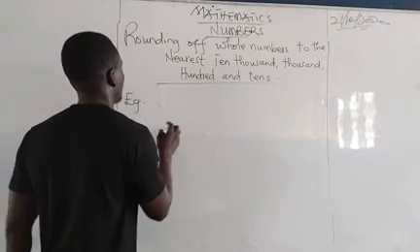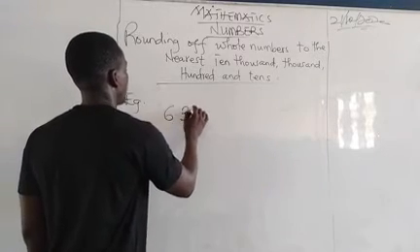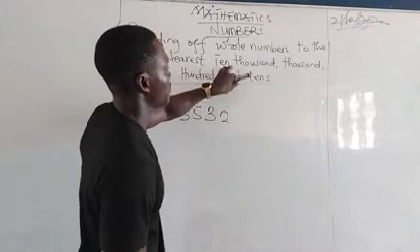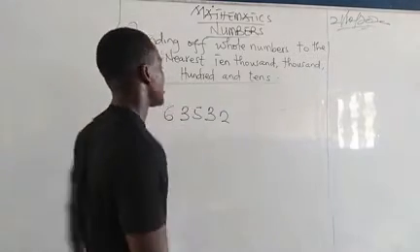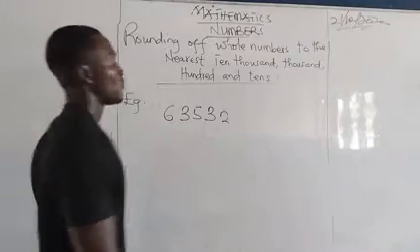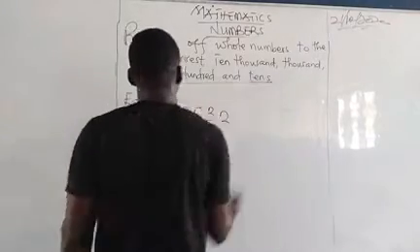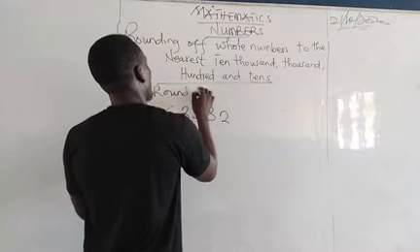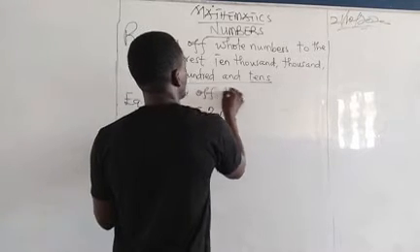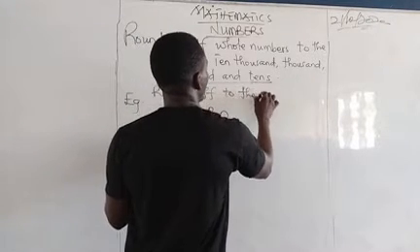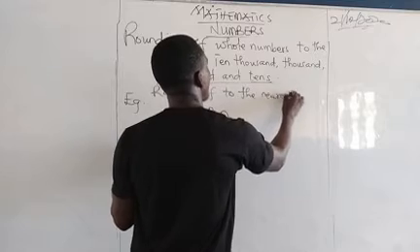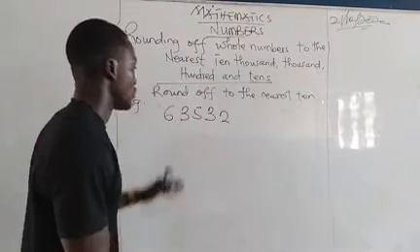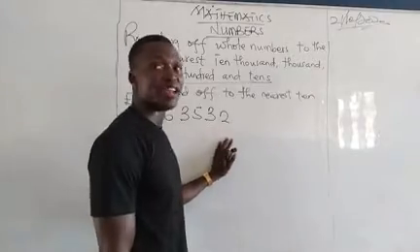When we have 64,532, we are going to round off to the nearest 10. We are starting from the tens, the smaller one. So round off to the nearest 10. We are going to round this number to the nearest 10.